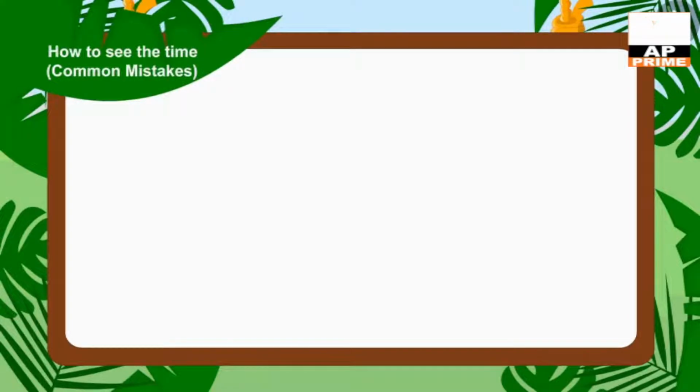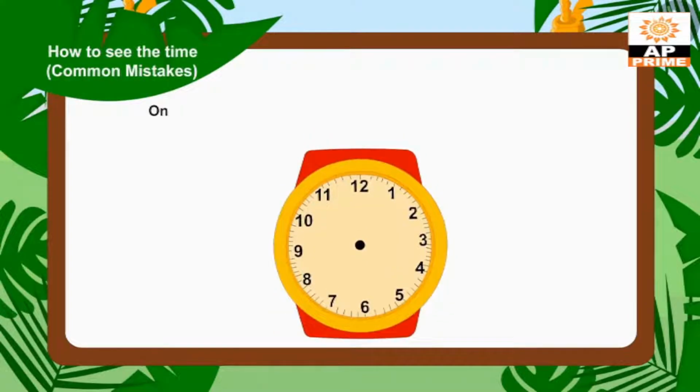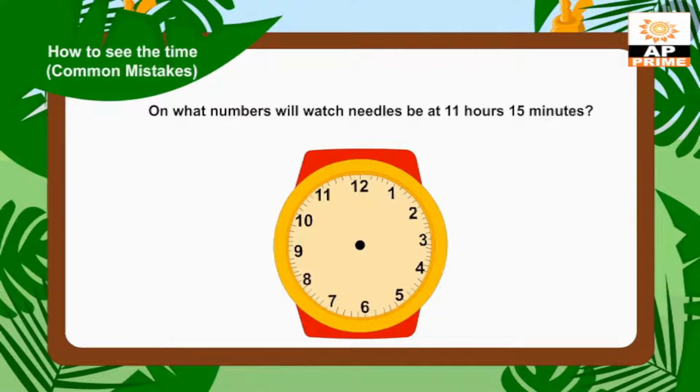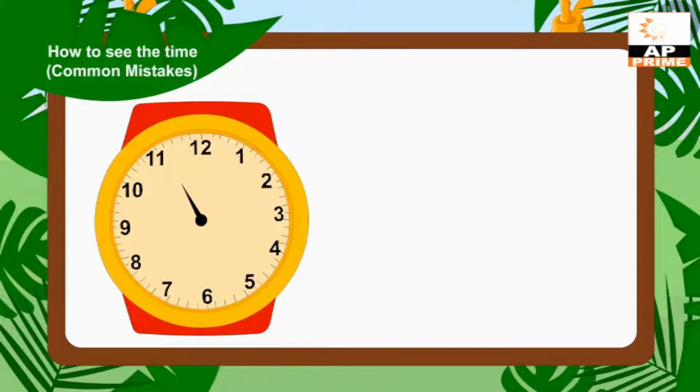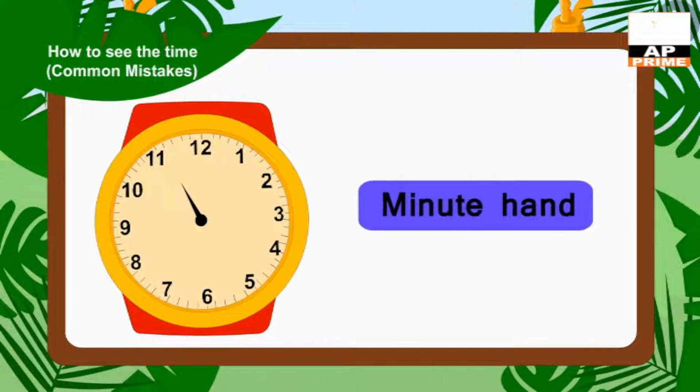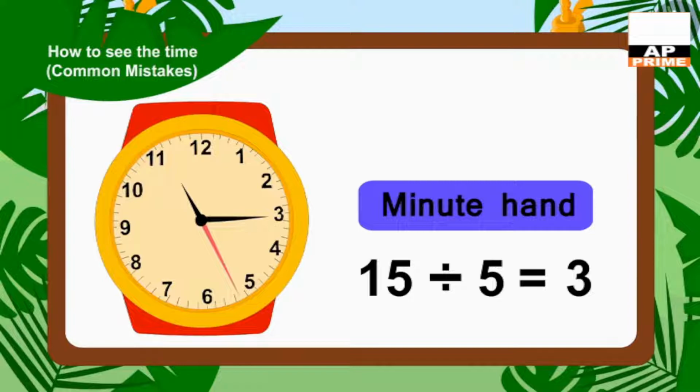Can you tell where the needles of the watch need to be to show the time as 11 hours 15 minutes? That's correct. At 11 hours 15 minutes, the hour needle is between 11 and 12, and the minute needle will be at 15 divided by 5, that is number 3.